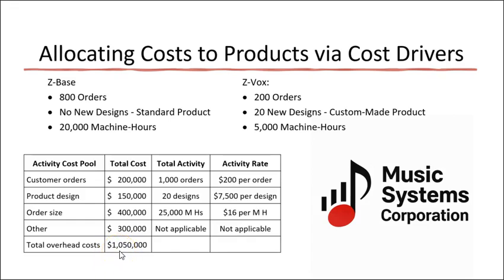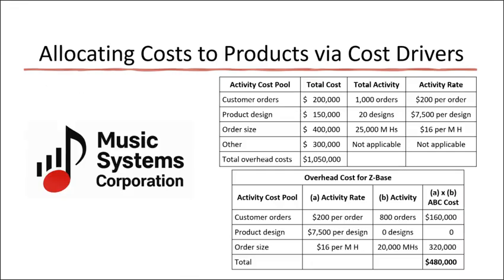Based on the information we have about Z-Bass and Z-Vox, let's assign the total overhead cost to each of these products. The first activity pool is customer orders. The activity rate for this cost pool is $200 per order. Okay. Refresher, we got that in the earlier slide. The cost total was $200,000 for the year divided by the 1,000 orders. We know that for Z-Bass, there are 800 orders.